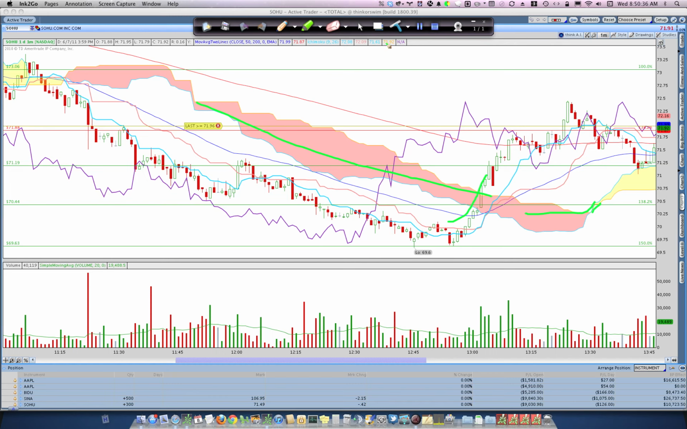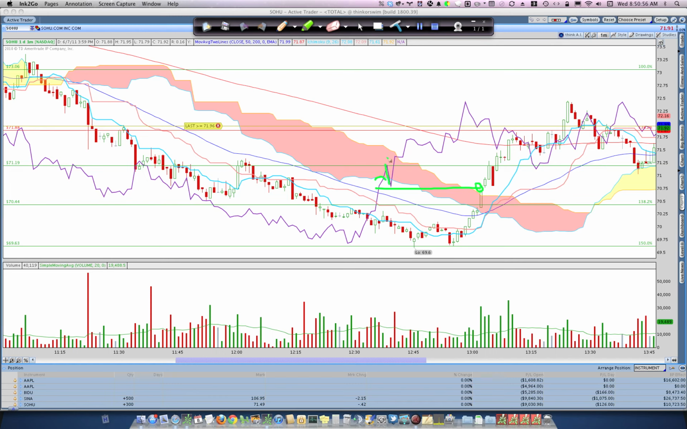Price did break through the cloud. Is it time to hop on board? Not yet, because 26 periods behind here, we have the Chikou there. And I would be worried about cloud rejection of the Chikou, so I would not be adding here.